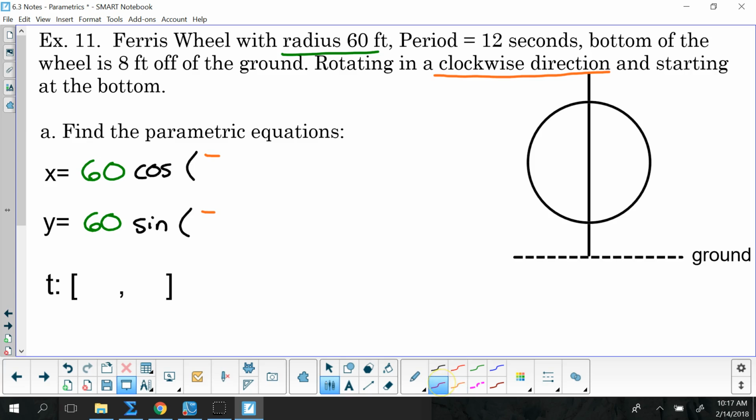Then, the actual b number I get from my period. And yesterday, we said that the period was equal to 2 pi over that b value.